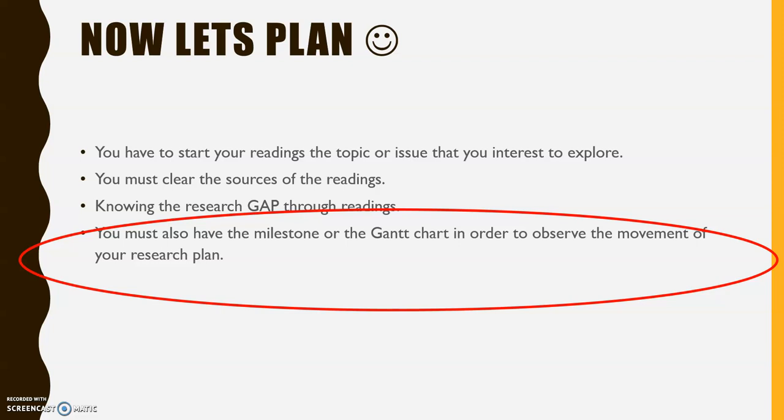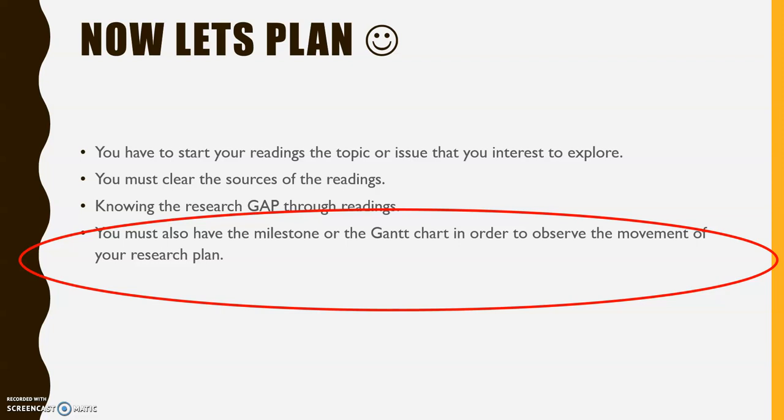At the initial stage, you have to start by reading on the topic or issue that you're interested to explore. You must clear the sources of the reading. You know the research gap through readings. And you must also have the milestone or the Gantt chart in order to observe the movement of your research plan.